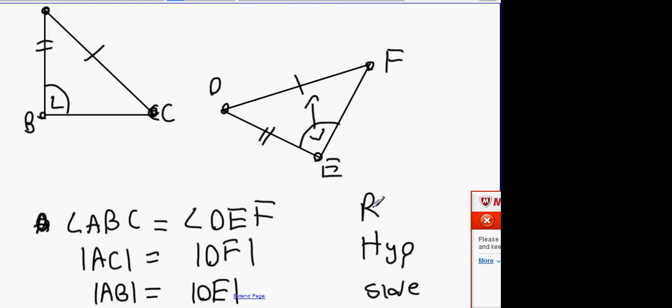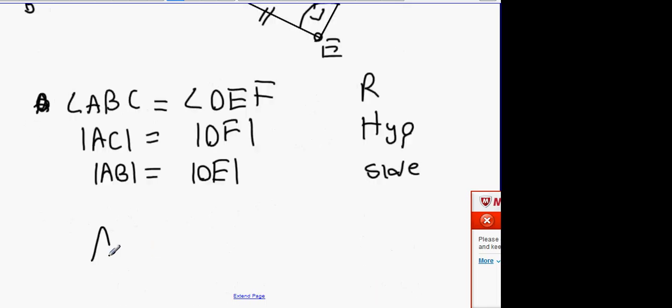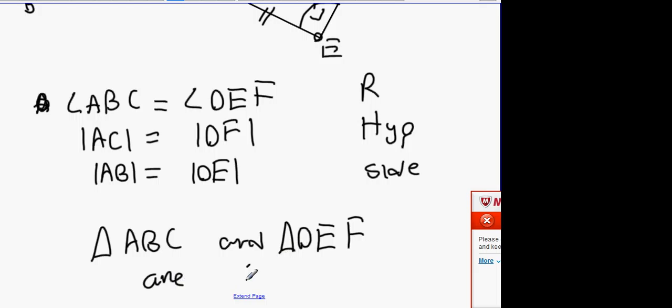This makes RHS, right angle, hypotenuse, side. Now you know that both the triangle ABC and triangle DEF, and you have to write down triangle in front of it, are congruent. Okay guys, so that's basically the gist of everything here.